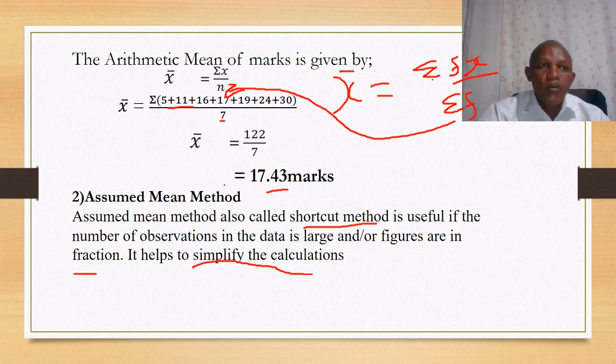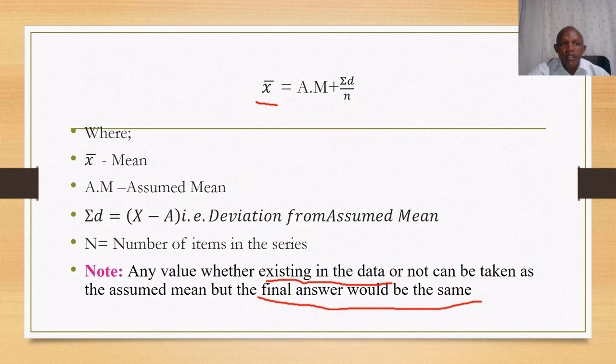Now, what about the assumed mean method? I want to move very fast. The assumed mean method, sometimes we also call it the shortcut method, is usually used in cases where the data being computed is too large, or sometimes you have values given in fractions. So basically, the assumed mean method simplifies the computation procedure.